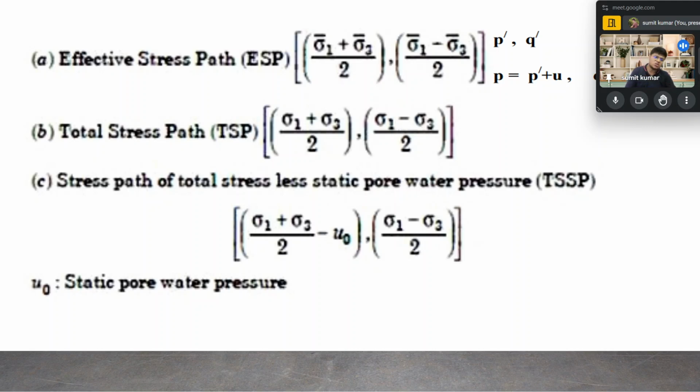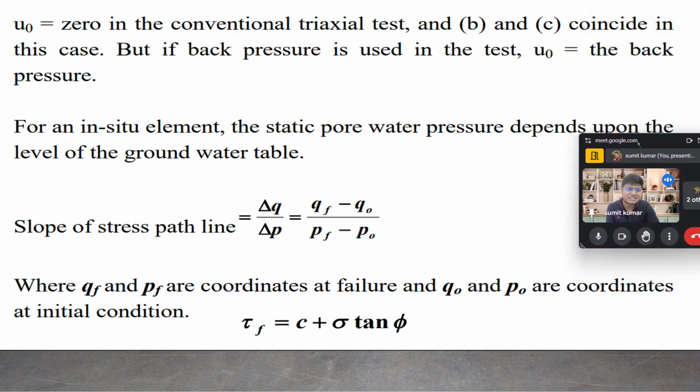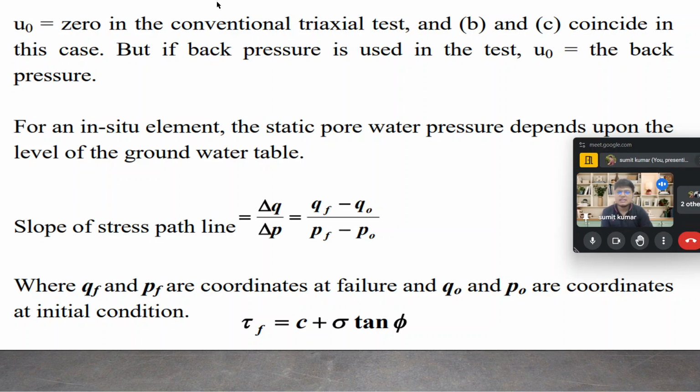So u naught is the static pore water pressure, which is shown over here. And now you see, when we talk about u naught equal to zero in the conventional triaxial test, B and C coincide in this case. But if the back pressure is used in the test, u naught is equal to the back pressure; for an in situ element, the static pore water pressure depends upon the level of the ground water table.